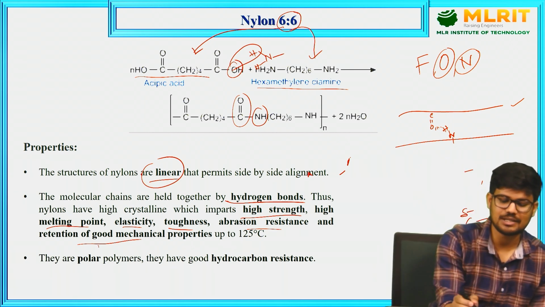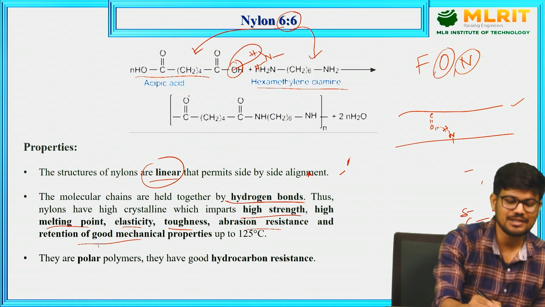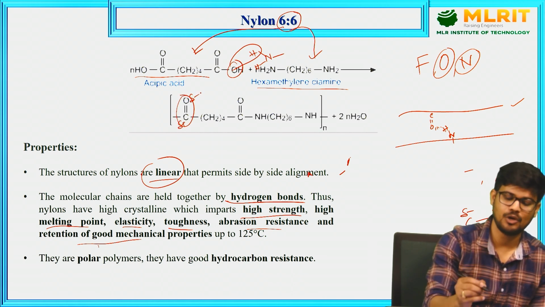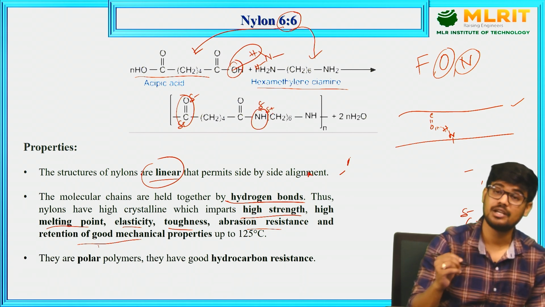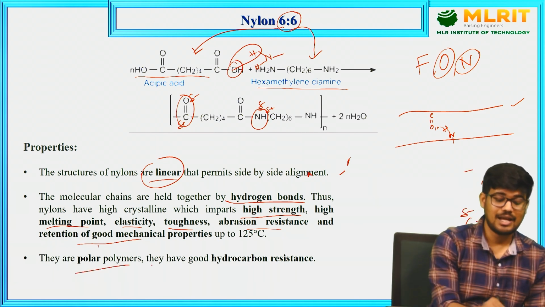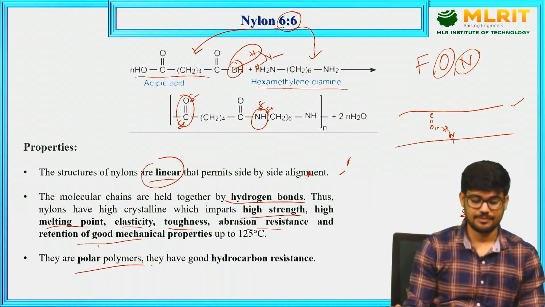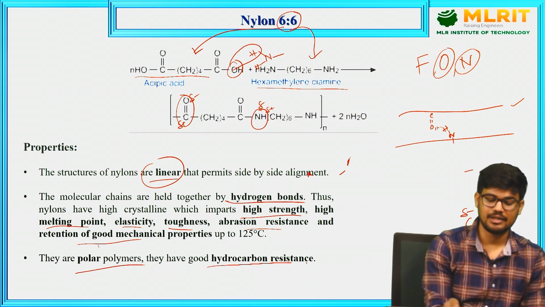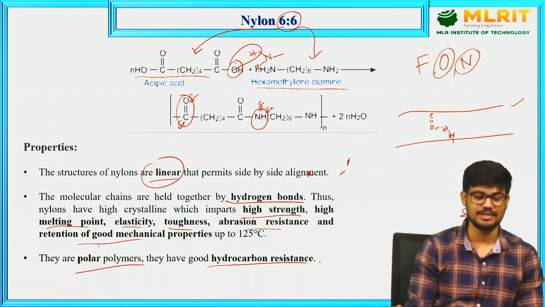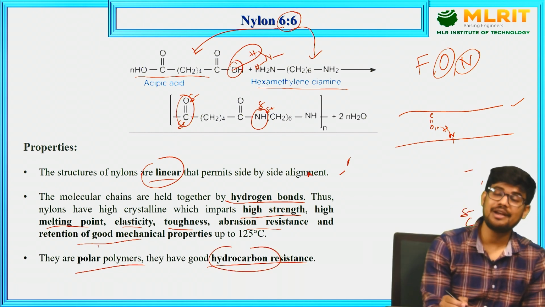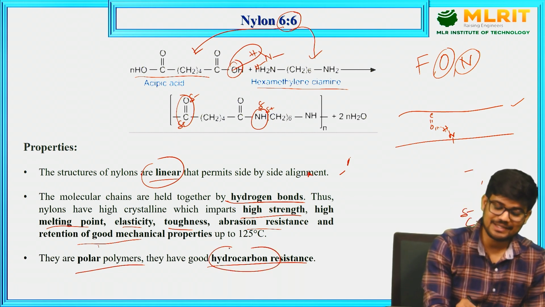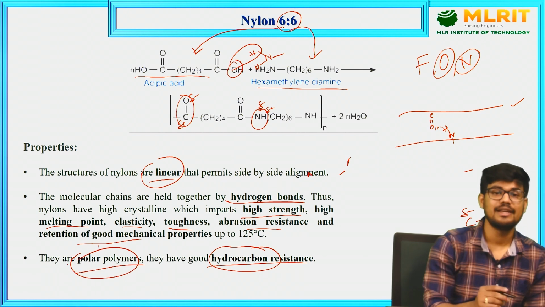So if you consider the nylon 6,6 chain, here CO, carbon is delta positive and oxygen is delta negative, that is polar. If you consider NH, nitrogen will be delta negative and hydrogen will be delta positive. So here also it is polar. So that's why nylon 6,6 is a polar polymer. And that is why it has good hydrocarbon resistance. Hydrocarbon resistance means their polarity is very less, polarity is negligible, and for nylon 6,6 here polarity is very high.